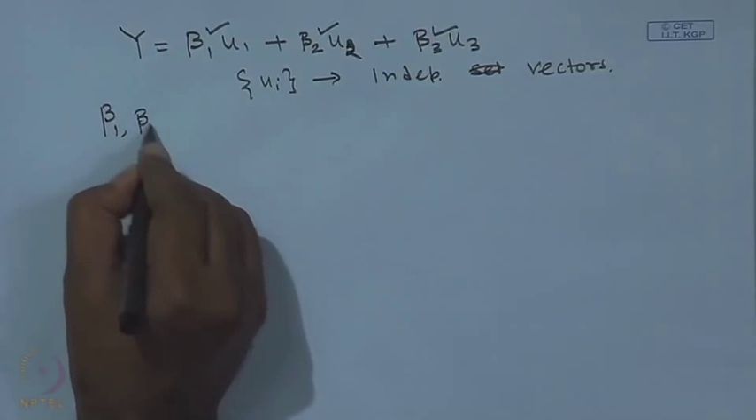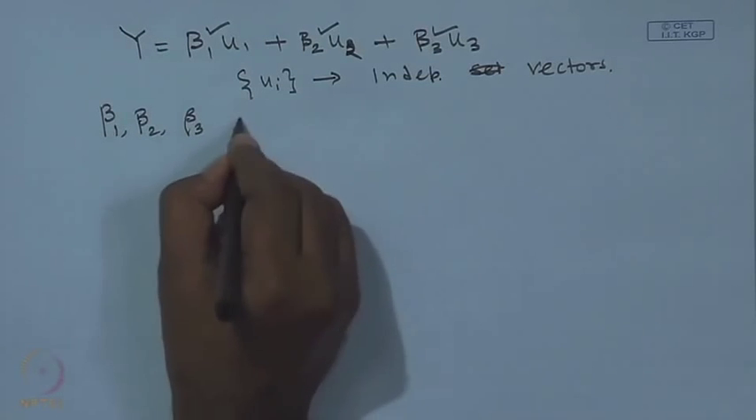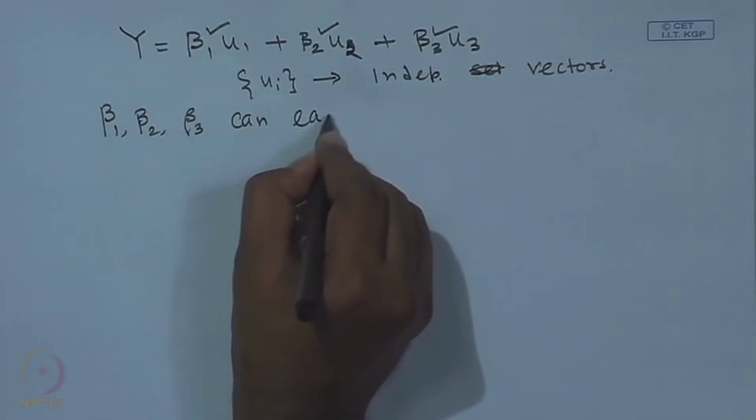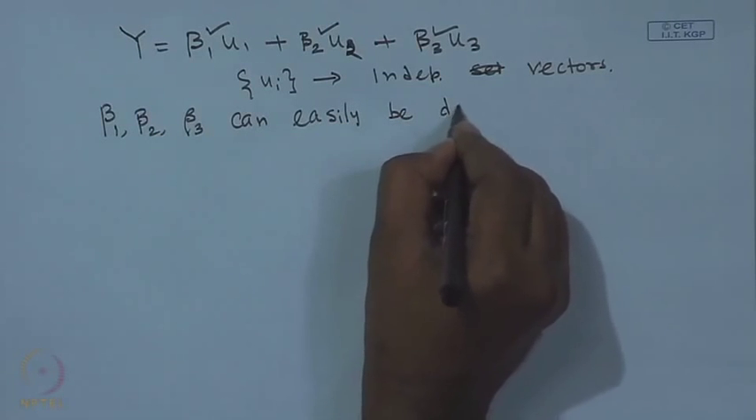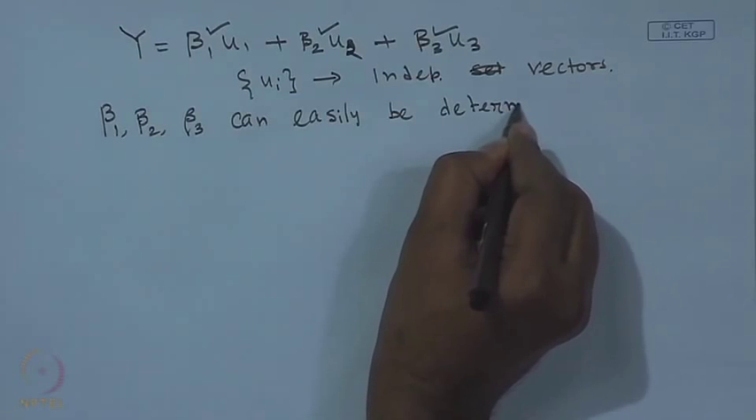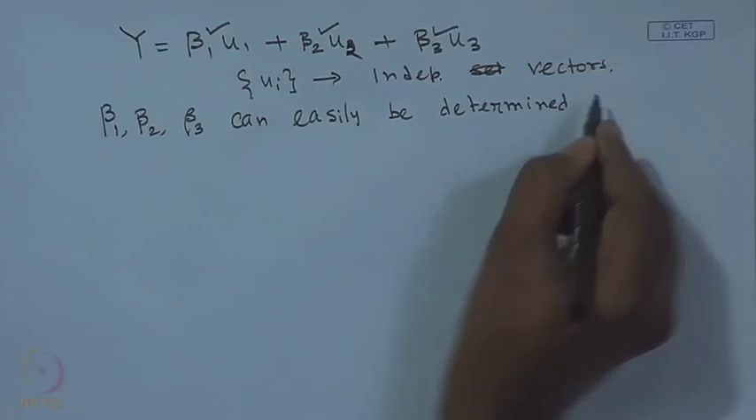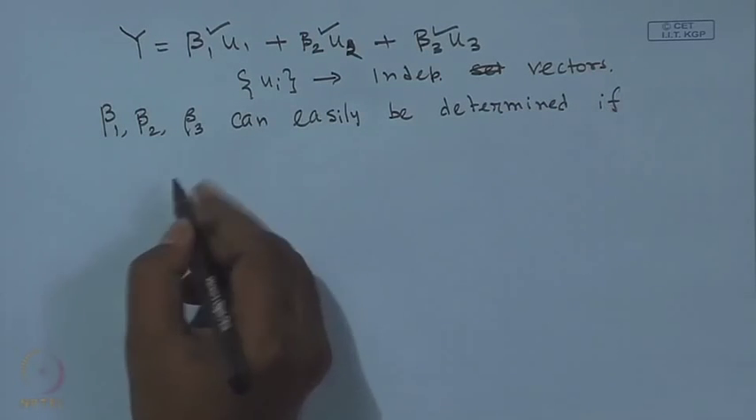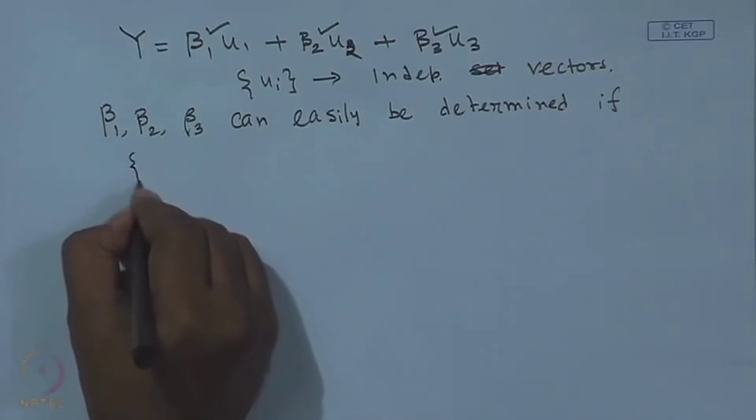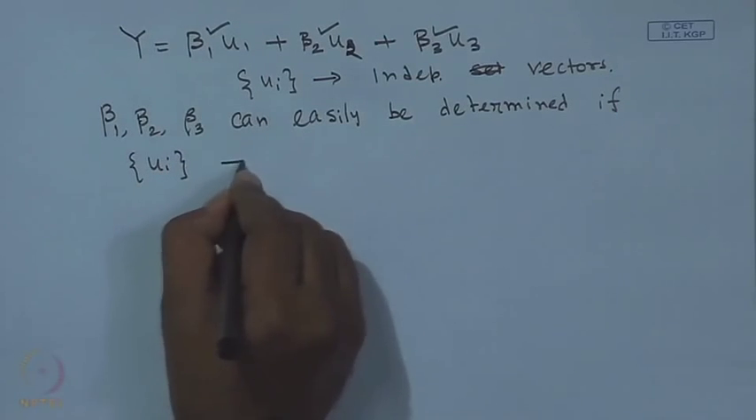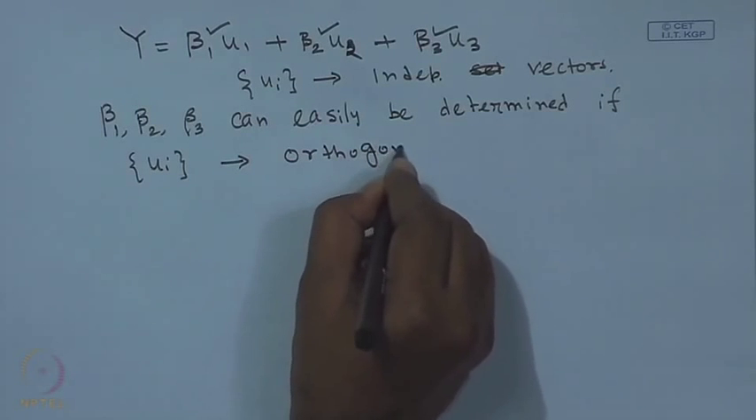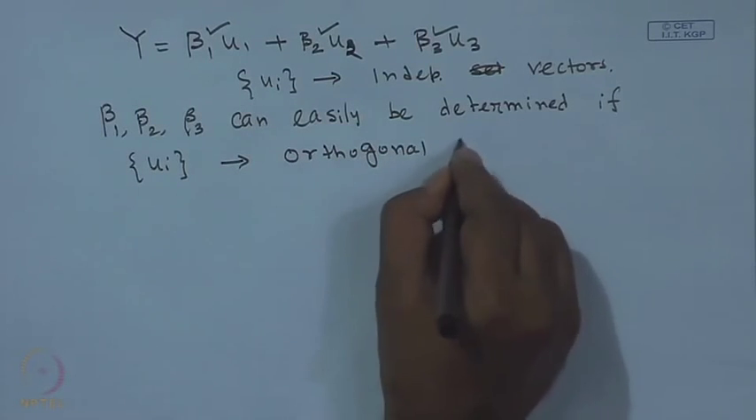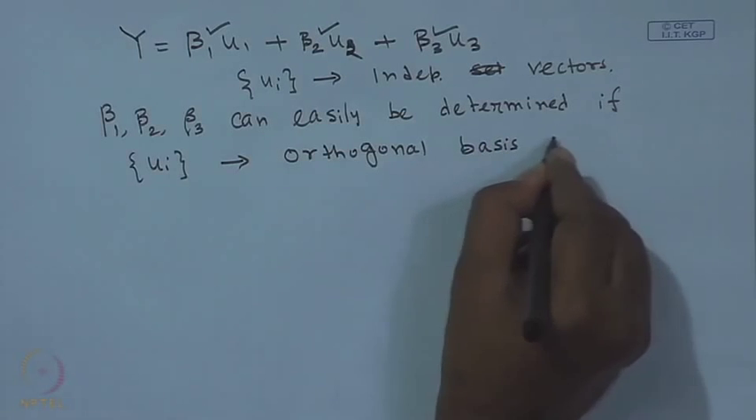Beta 1, beta 2, beta 3 can easily be determined if ui form the orthogonal basis set.